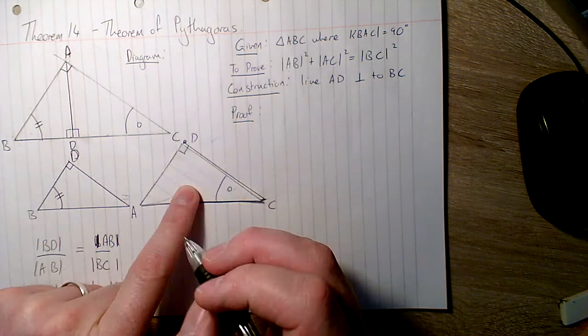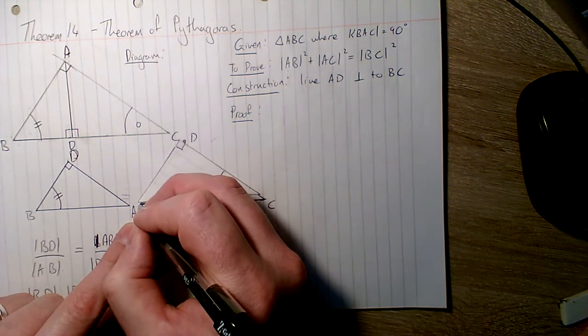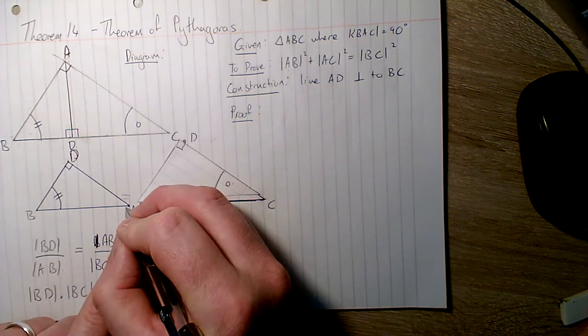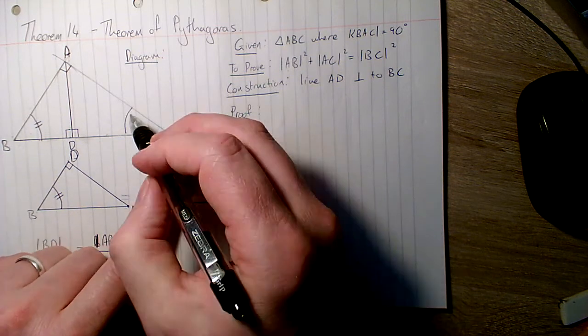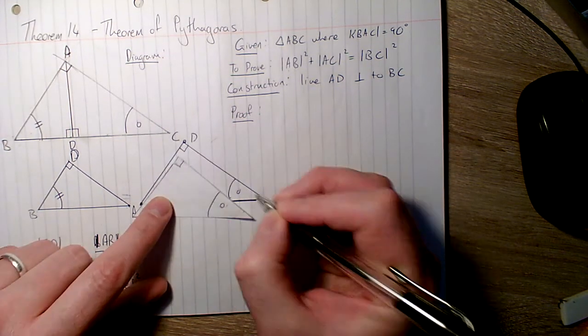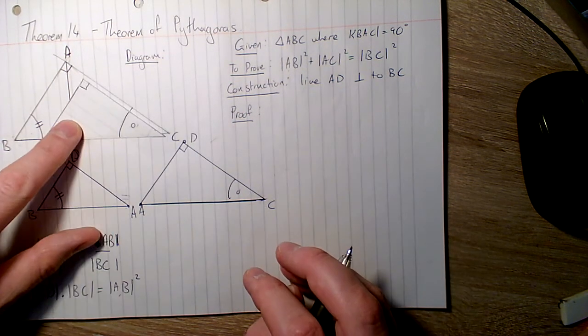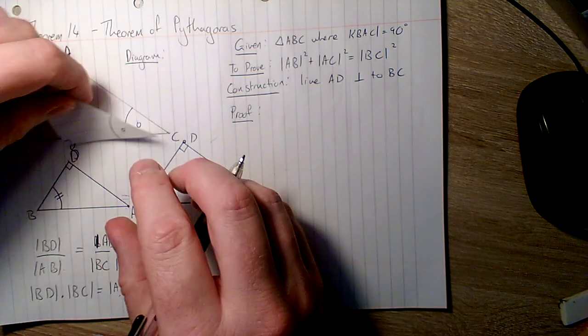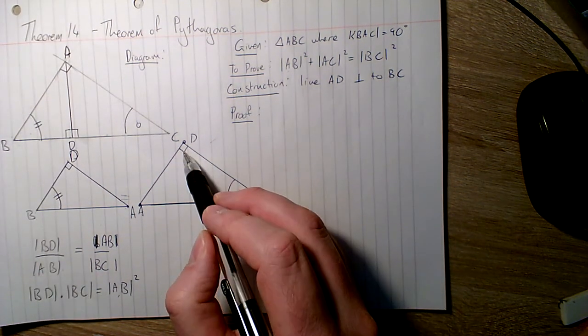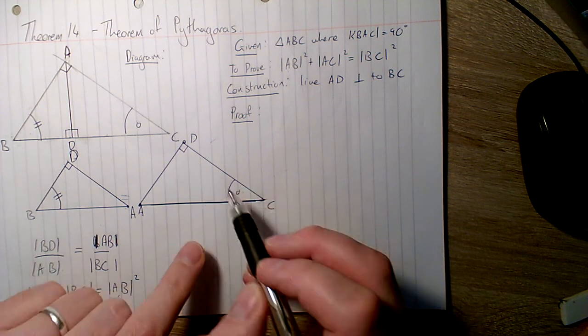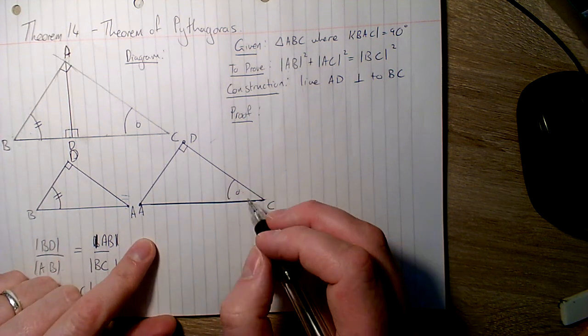And this point over here is A again. So that's A for this triangle, and this is A for this triangle. And that angle there is in both triangles. You can see it there, it's in both of them. So we have an angle and a side in common, so we've got similar triangles again.